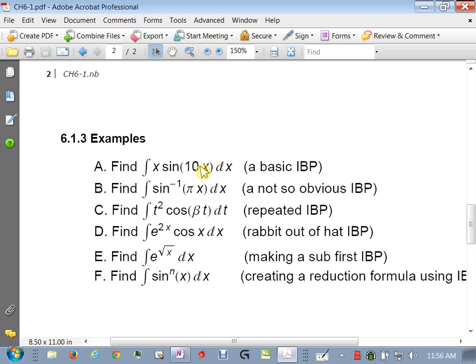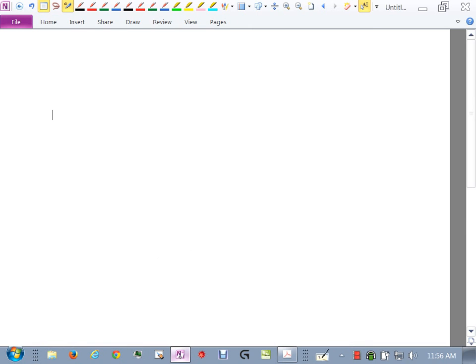So we'll start with example A. Example A. I'd like for us to find the integral, find the antiderivative of x sine 10x dx. And let's really kind of take our time through here, all right?